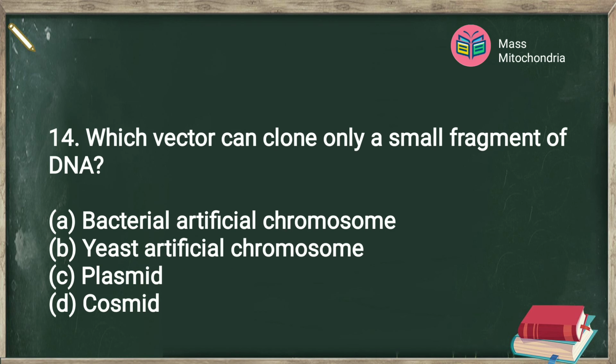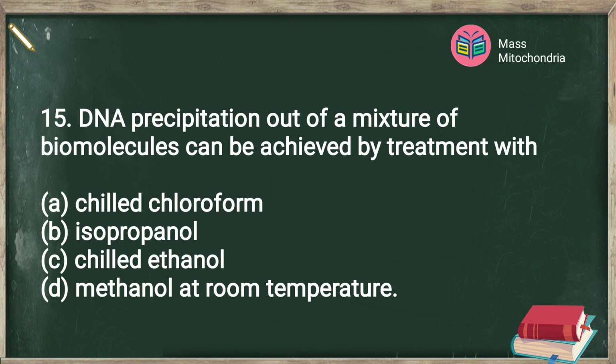Next question, question number 14. Which vector can clone only a small fragment of DNA? Option A, bacterial artificial chromosome. Option B, yeast artificial chromosome. Option C, plasmid. Option D, plasmid. Right answer is plasmid.